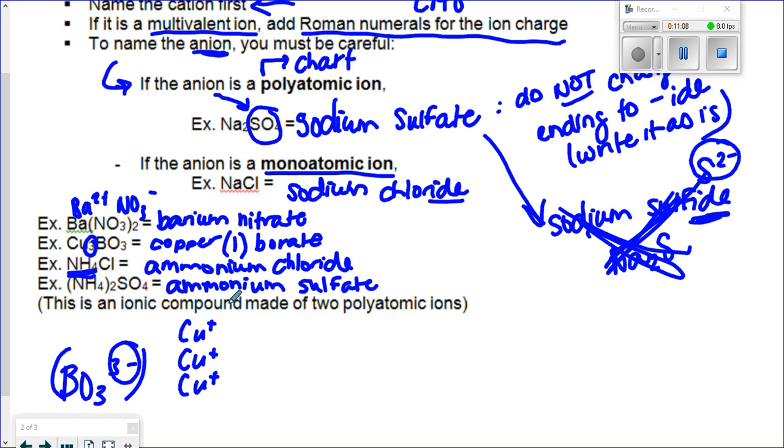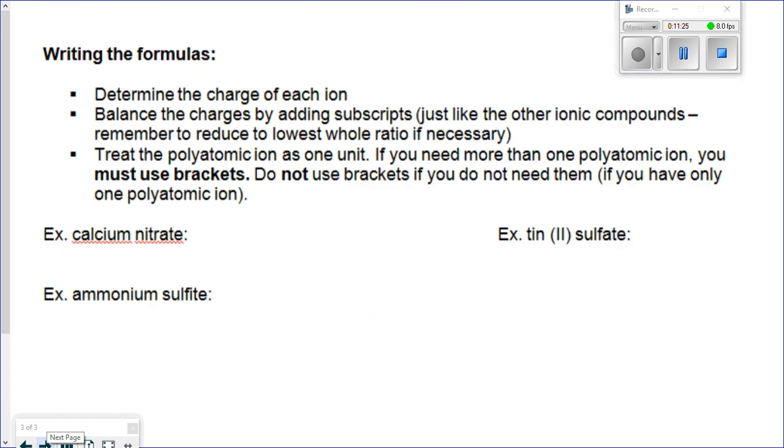So ammonium sulfate is NH4. We'll talk about this whole situation when we're writing formulas, but naming our cation, NH4, SO4. So, on to what I was just saying. Writing the formulas. It's really similar to what we've done up to these stages.